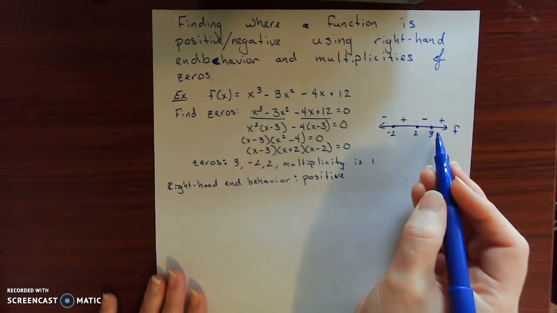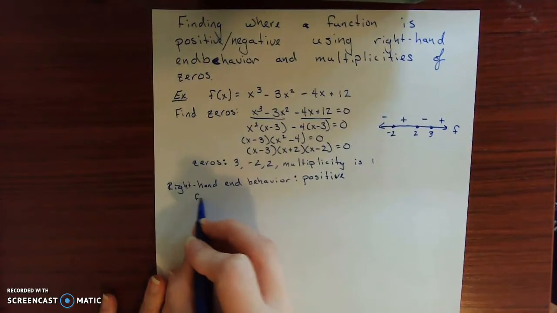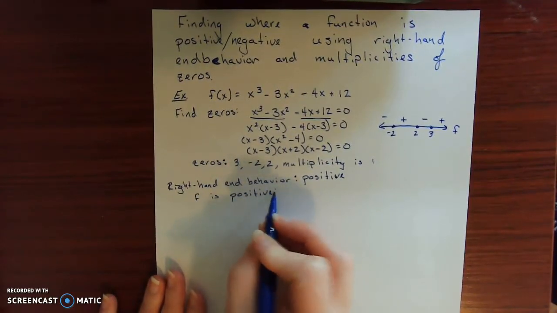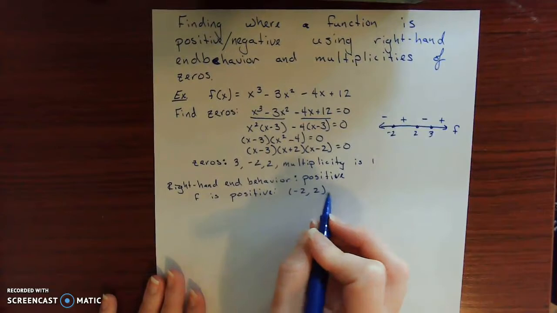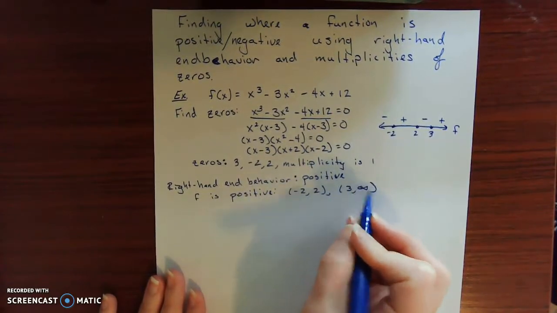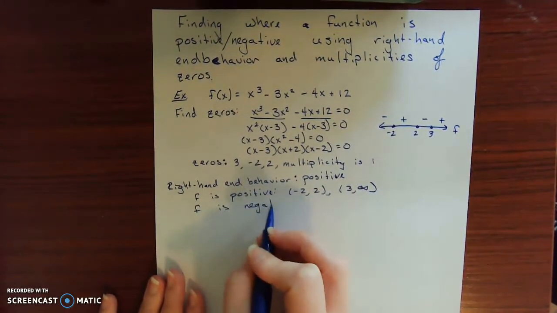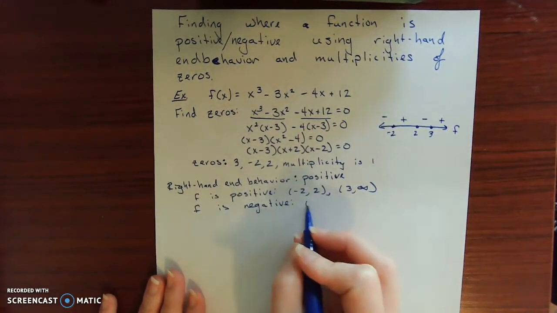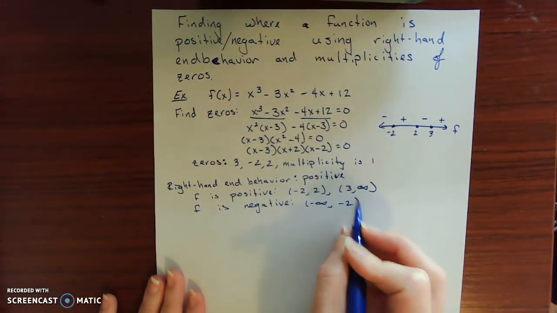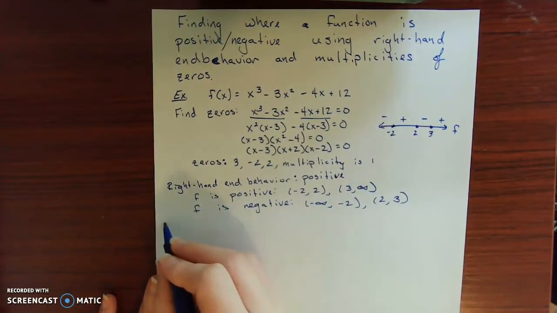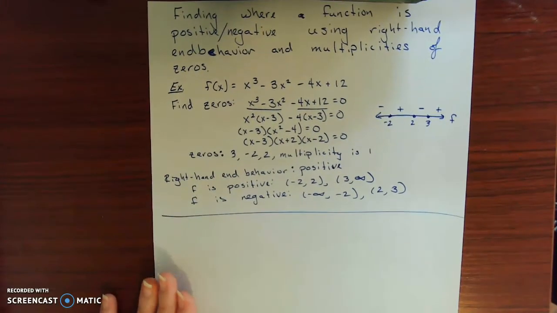So it's now quick for me to see that f is positive every place that I have a plus, right? -2 to 2 and 3 to infinity. And again, it's also quick to see that f is negative every place that I put a minus sign. So in this case, it would be -infinity to -2 and 2 to 3. So that's all there is to it.